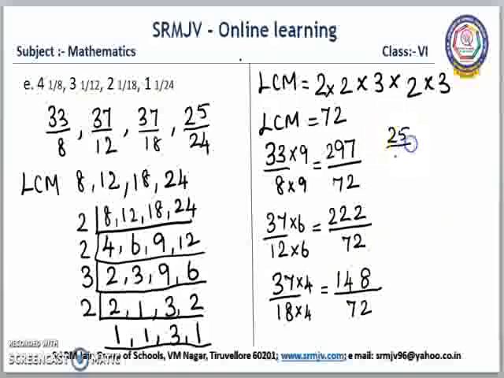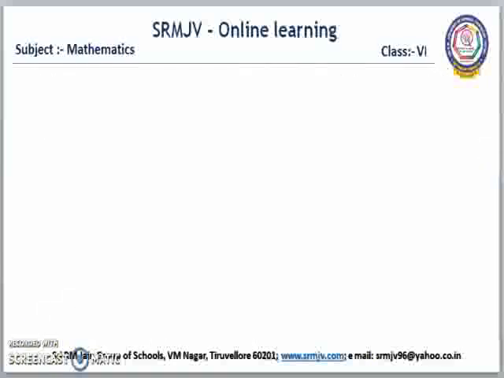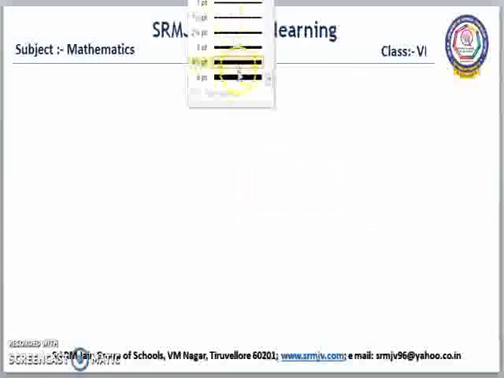The last fraction is 25 by 24. In 24 table, 3 times. So we have to multiply the numerator by 3. 24 threes are 72. 25 threes are 75. Now we got the like fractions with the same denominator 72. Next, we have to compare the like fractions we got.